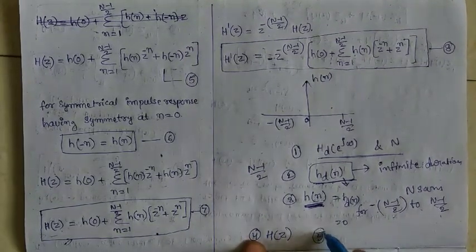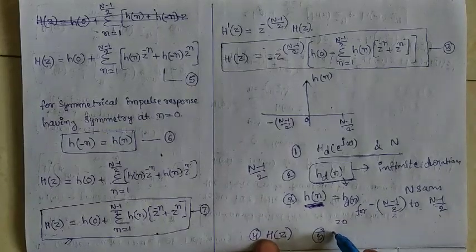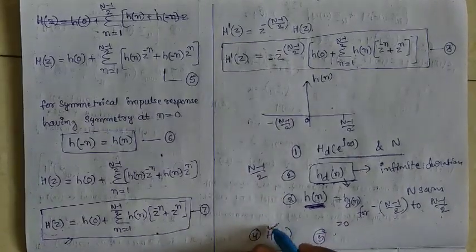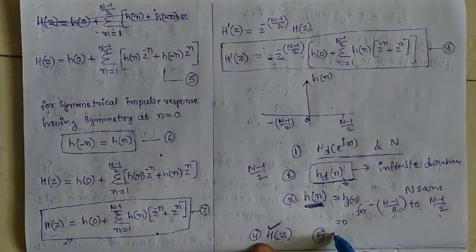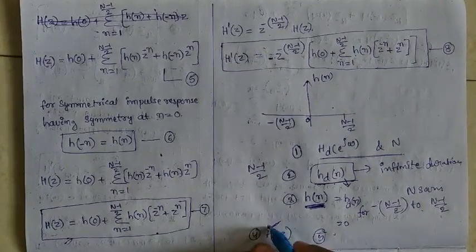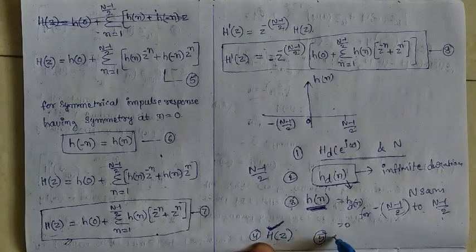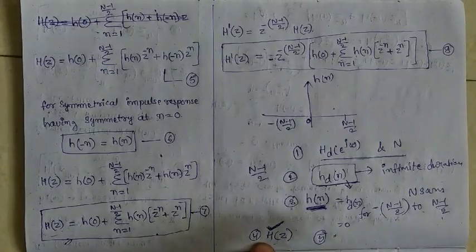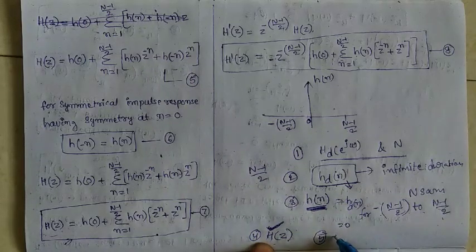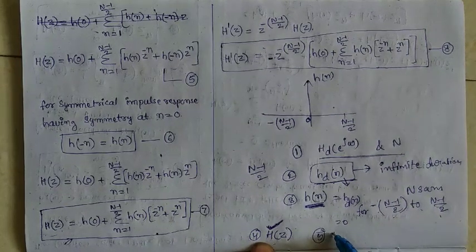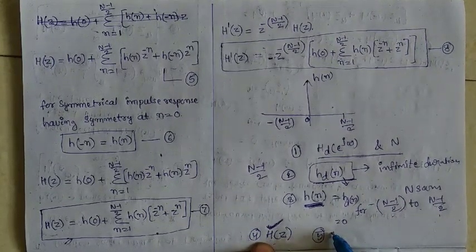Here what is the fifth step? Actually it is not a physically realizable one. To obtain a physically realizable system, this is a non-causal system. That we are obtaining what? The transfer function of FIR filters. Actually, FIR filters are causal systems. Here the transfer function of the causal system we are obtaining.